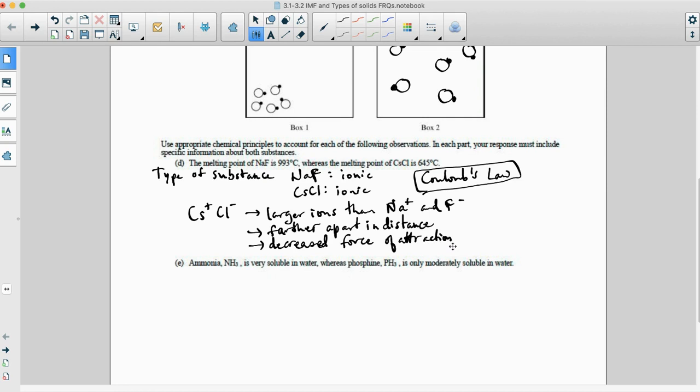All right, so then this explains why the melting point of NaF is higher than the melting point of CsCl, right? In CsCl, the ions are farther apart. This decreases the attractive force, which then lowers the melting point. If you have less attractive force holding the ions together, your melting point is going to be lower because you have less force of attraction to overcome to separate the ions into liquid ions.